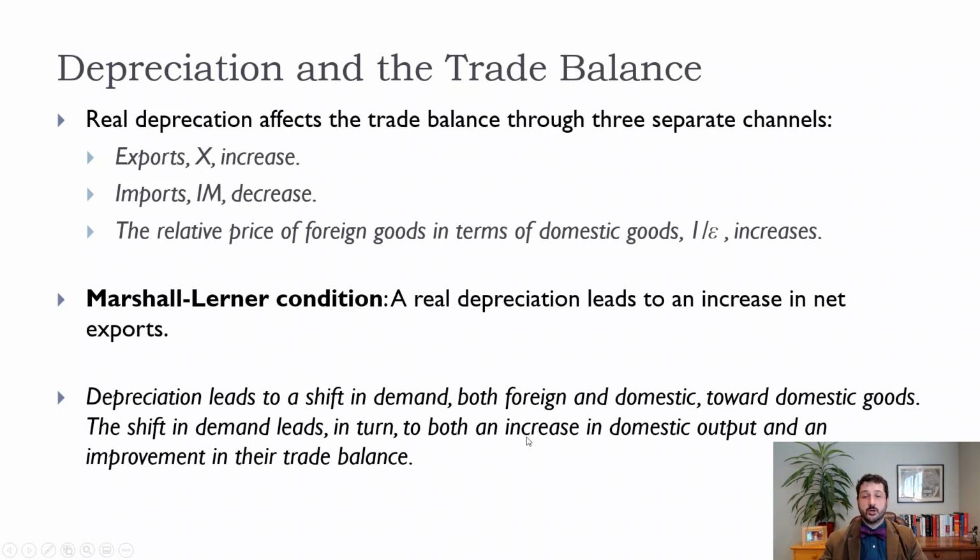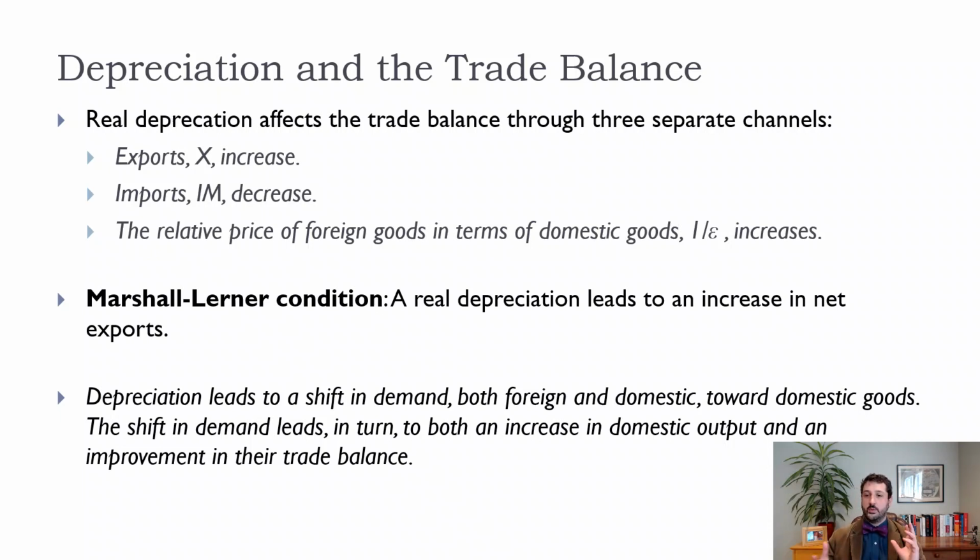So this is called the Marshall-Lerner condition. Basically, it just says that a real depreciation leads to an increase in net exports, or, of course, a real appreciation leads to a decrease in net exports. So a real depreciation means that exports are going to go up because exports are now relatively cheaper. Imports are going to go down because imports are relatively more expensive. And then the relative price of foreign goods in terms of domestic goods, that 1 over epsilon, where we divide imports by epsilon, increases as well.